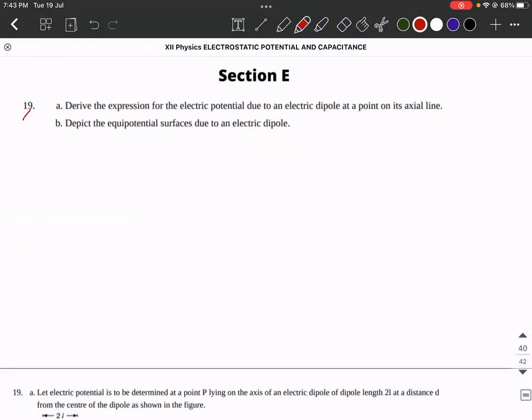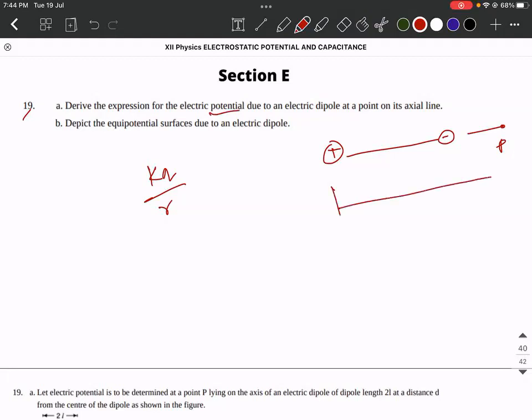Derive an expression for the electric potential due to an electric dipole at an axial point. So how much is it? KQ by R. So you will take 2 points, one like this, one like this. Electric potential. Don't do that, go direct. So distances are always measured from the center. That's how it's an individual derivation.